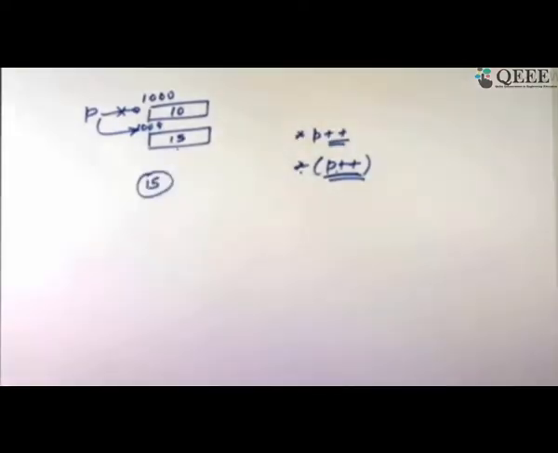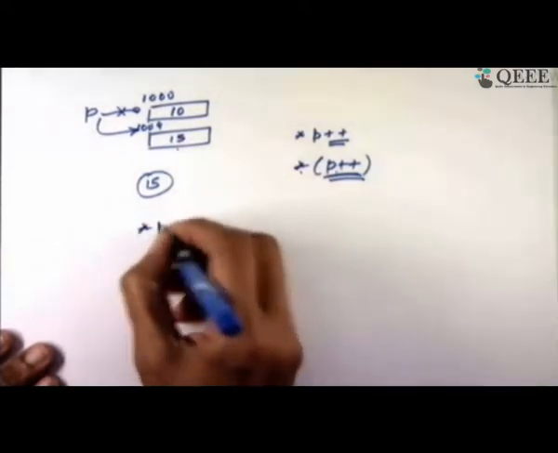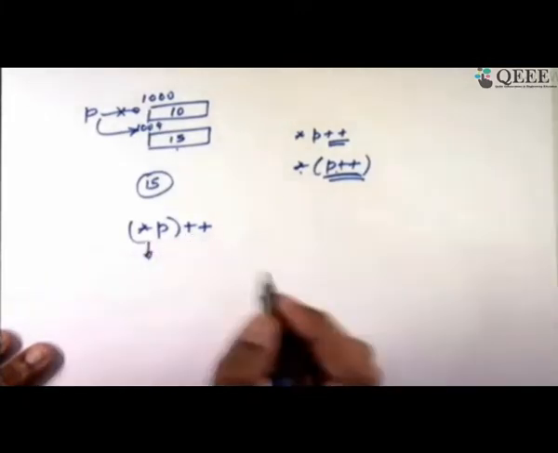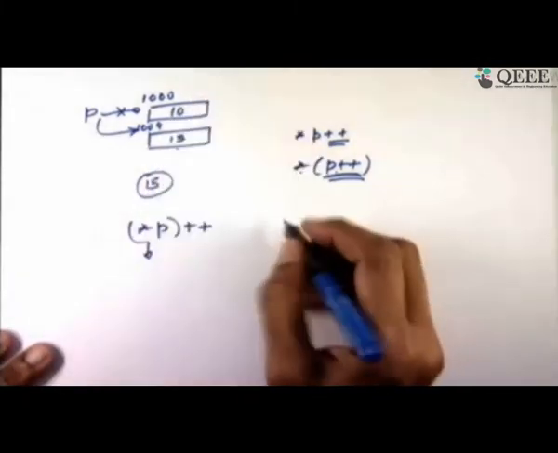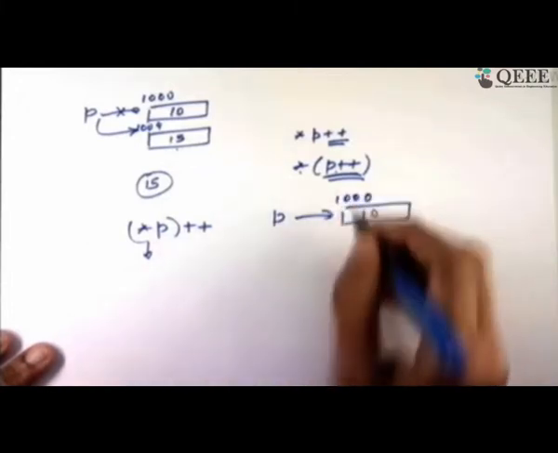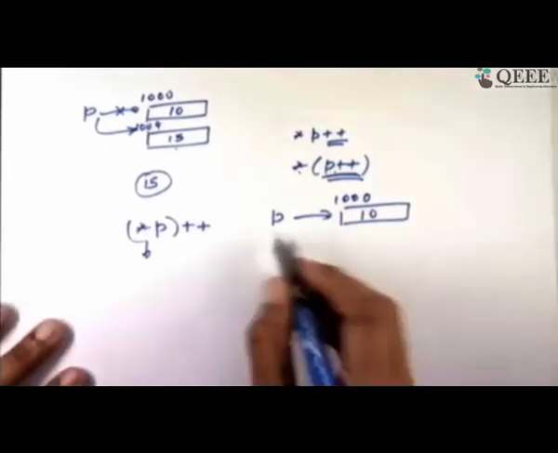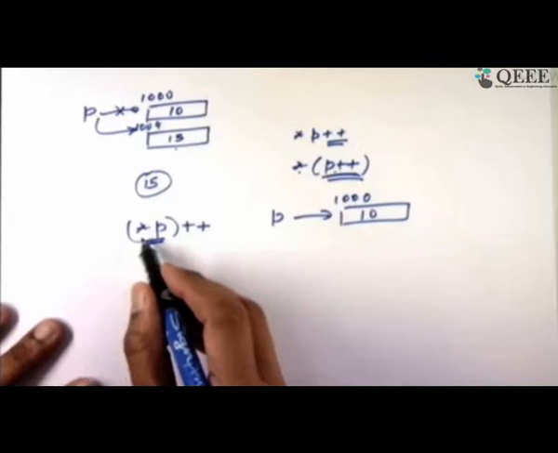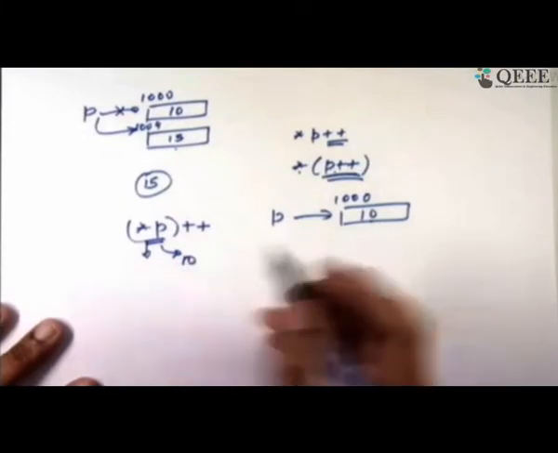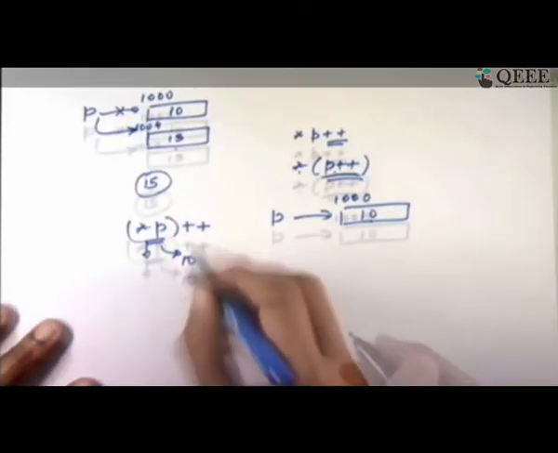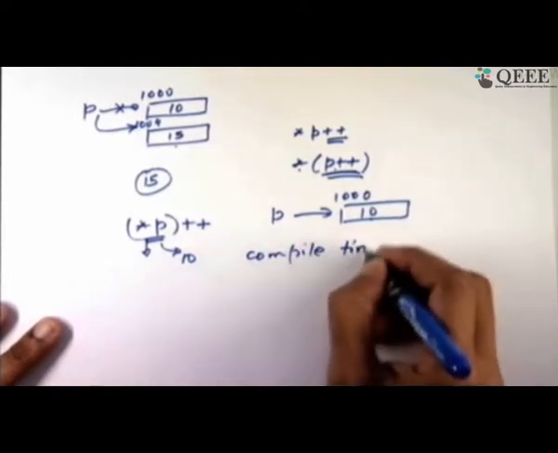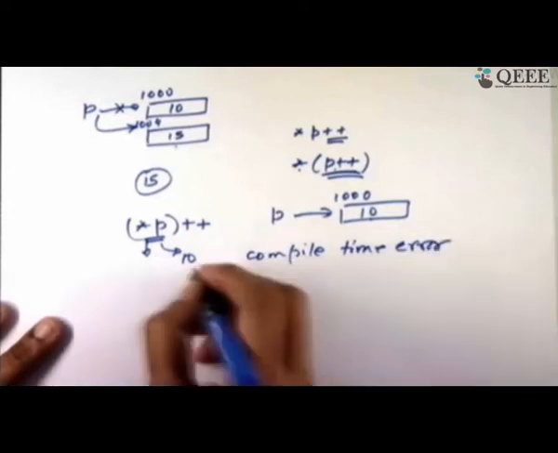If the reverse was true, what would have happened? I would have interpreted it like star p, then plus plus, if star was the higher precedence operator. In which case I'll redraw the picture. This is my value 10, this is the address 1000. I will not do p plus plus first. So when you do star p, with the higher precedence operator, dereferencing is more important, and I get the value 10 out of this. Now when I get the value 10, what is 10 plus plus? This will be a compile time error. Figure out why. A constant cannot be incremented. So the system will throw you out.